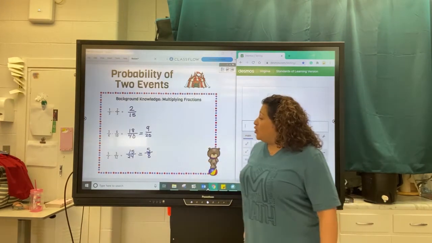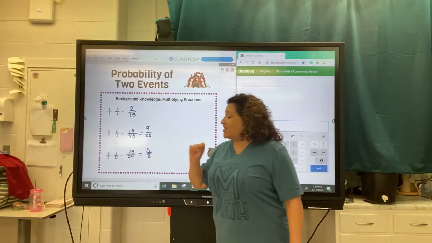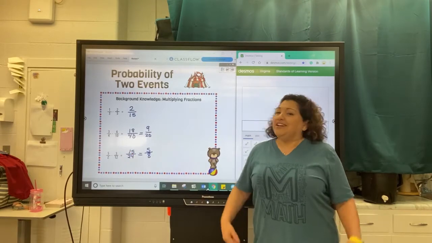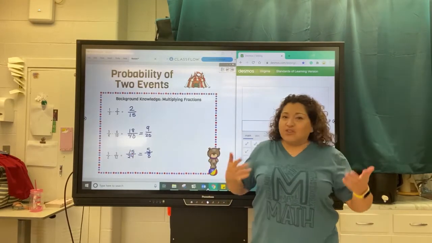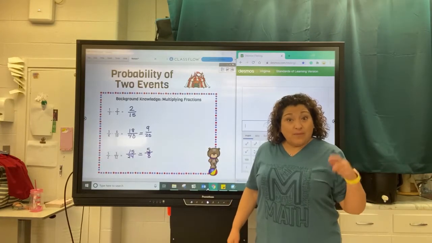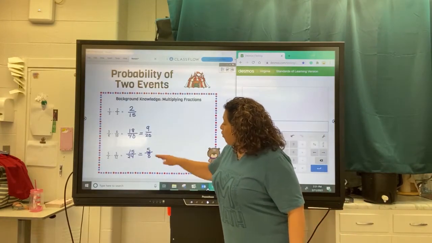Then the next one you look at, 5 times 3 is 15. 2 times 12 is 24. Again, to simplify, whatever method you use, I can look at those and see that 3 divides into both of them. So I get 5 over 8.